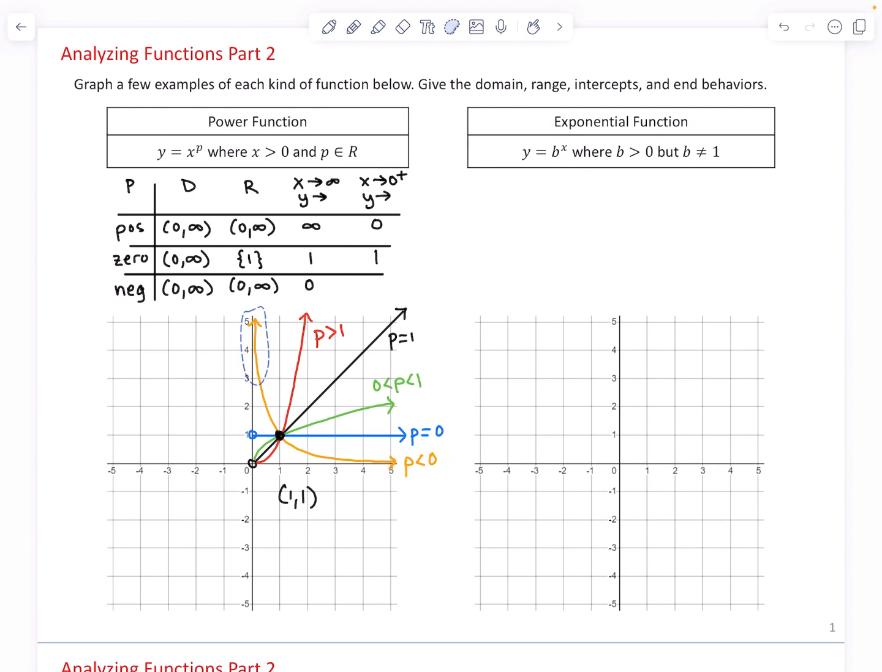And as we approach the y-axis, which is to say as x gets closer to 0 from the right, the y-coordinates go up forever to infinity, following an asymptote. Now let's look at exponential functions.